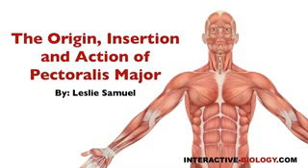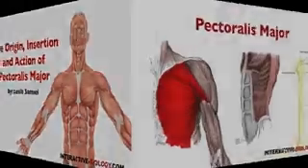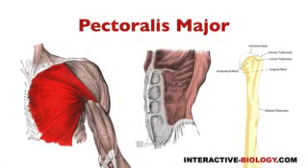My name is Leslie Samuel, and inside this video, I'm going to be talking about the origin, insertion, and action of Pectoralis major. So let's get right into it. Pectoralis major is the first of the four pectoral muscles that we spoke about, and we're going to look at the structure of that muscle, and you can see that muscle here outlined in red.